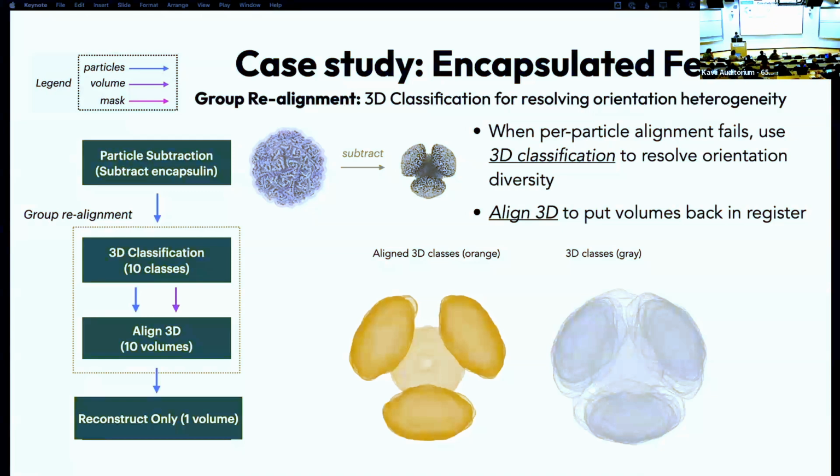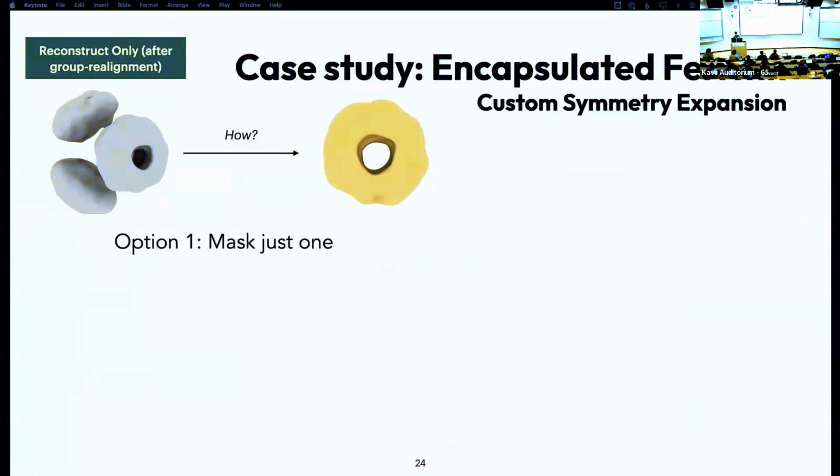Okay, great. So from this, we now have a single structure of the tetrahedron. After we've used Align 3D to put these volumes back into register, we did a reconstruction only. And that gave us this gray structure here. So we're still at fairly low resolution, unfortunately. The next portion of this case study describes how CryoSPARC can be used to handle non-point group symmetry.